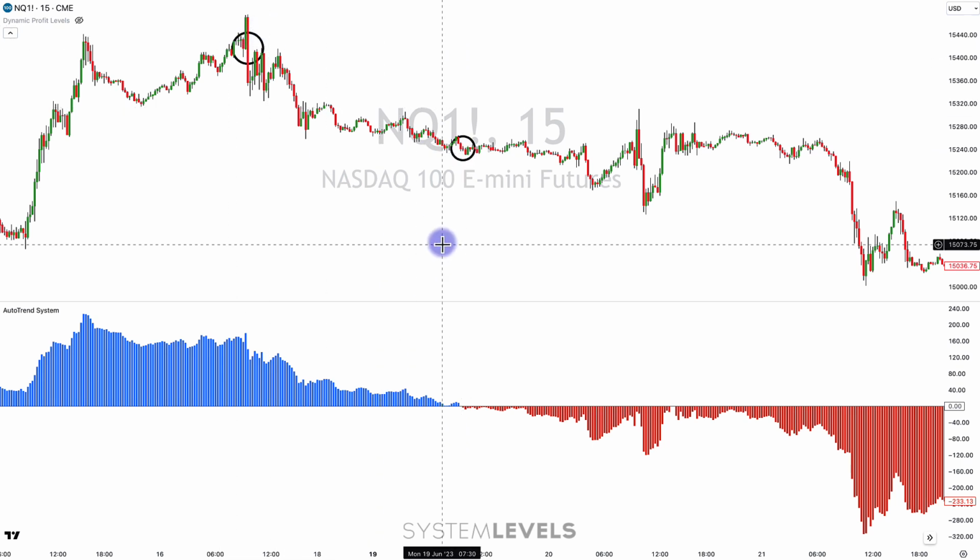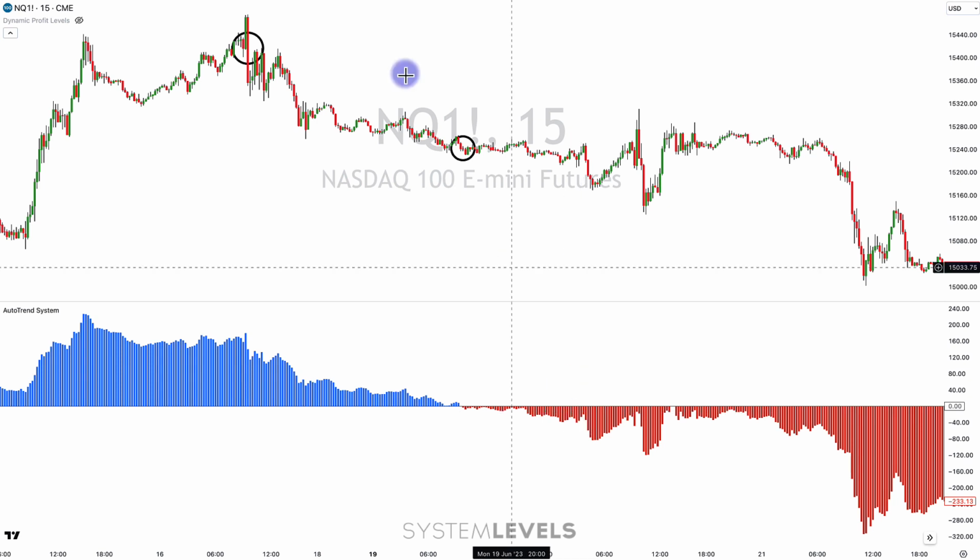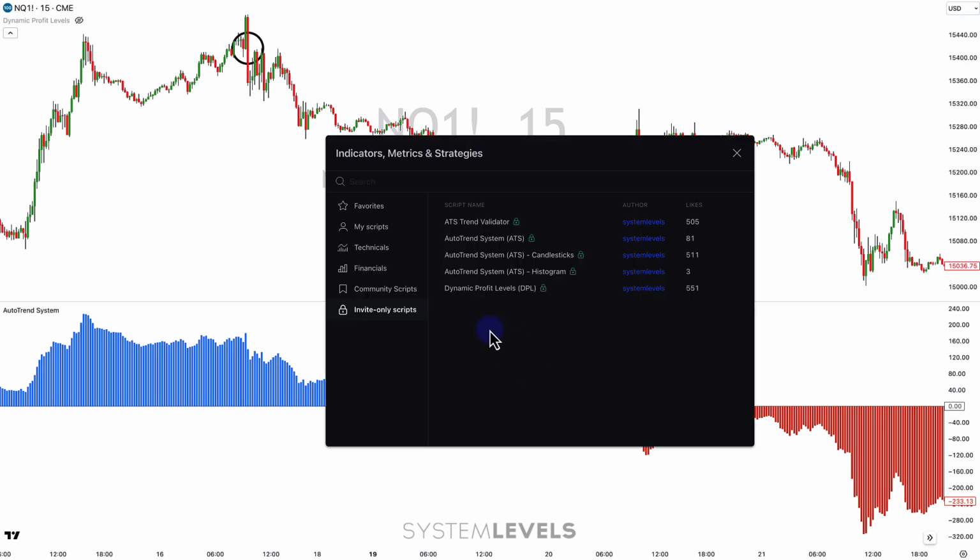And by the way, I am using the histogram version of the AutoTrend system. If you go to the indicators library, if you already have access to the AutoTrend system, you will see that there are two versions. There is the AutoTrend system ATS candlesticks version and also the histogram version. For divergence, in order for us to read divergence and be able to take advantage of these faster signals, you need to be using the histogram version.